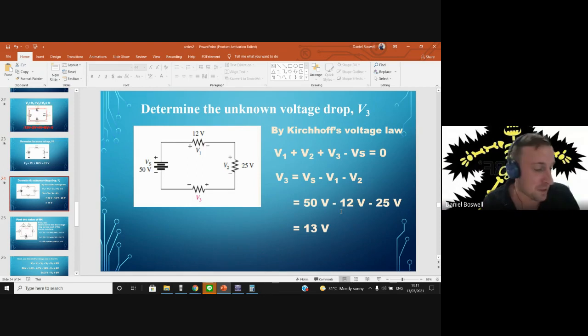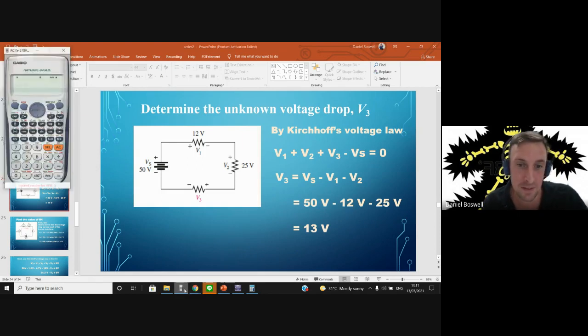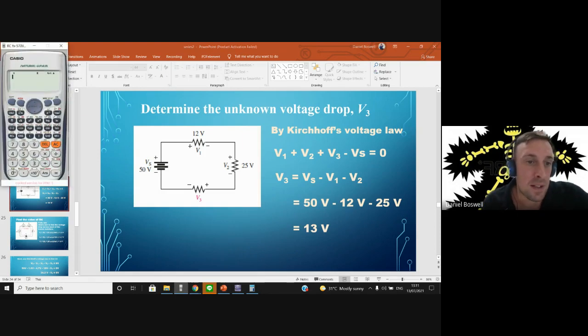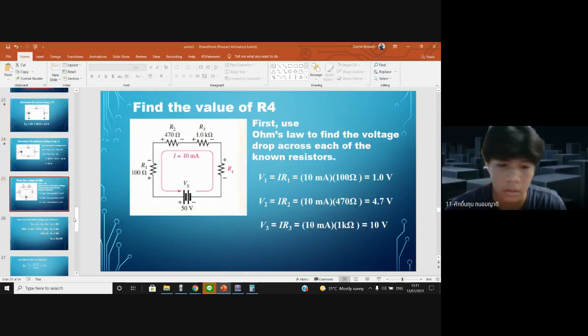Nice. Because what we could do now is go 12. Oh, what am I doing it on my calculator for? Now we got the answer. We could go 12 plus 25 plus 13 should equal 50. So our volt drops between each resistor now add up to our voltage supply. Do you understand? Yes, I understand. Okay, good.